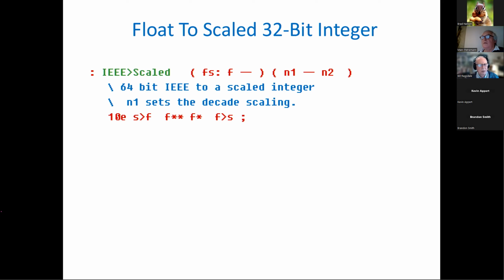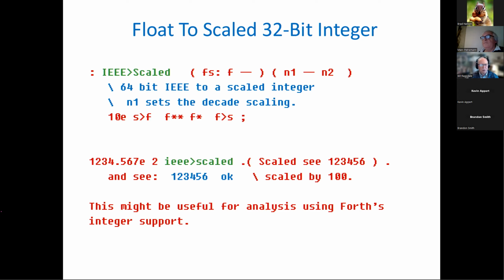You can see at the bottom down there, we put the number 10 on the floating point stack. S to F takes our integer number to floating point. We then do an exponentiation of it, multiply the two together, which does the scaling, and then F to S brings it back to integer form. So we go to the floating point form to get the exponentiation and the scaling, and then back to integer form.